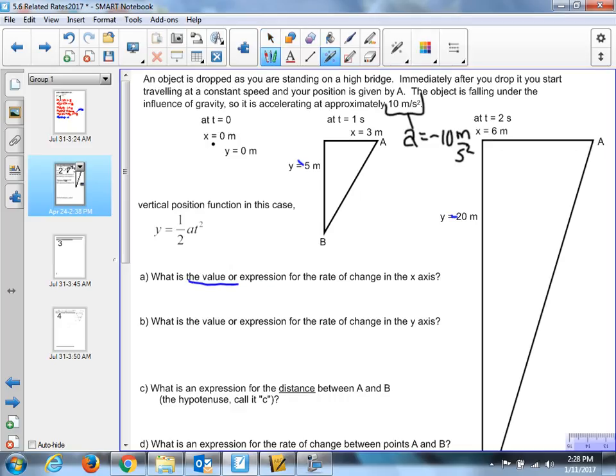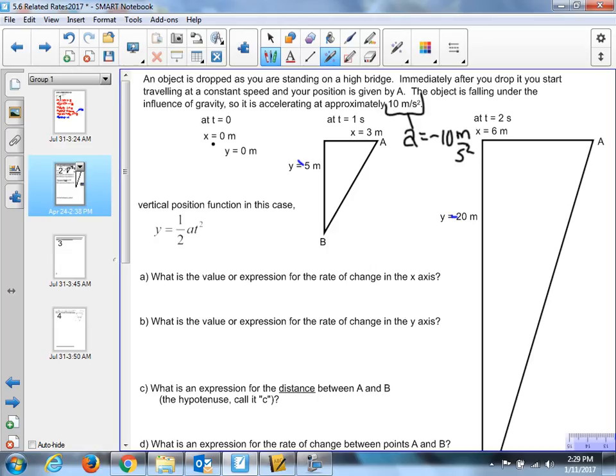So, do we get a value or do we get an expression? What does it seem like? If you start at 0, then you've traveled 3 meters after 1 second, 6 meters after 2 seconds. Can you tell me about that rate of change in the x-axis? What is it? 3 meters every second. It seems to be increasing at a steady rate. So we don't need an expression here.